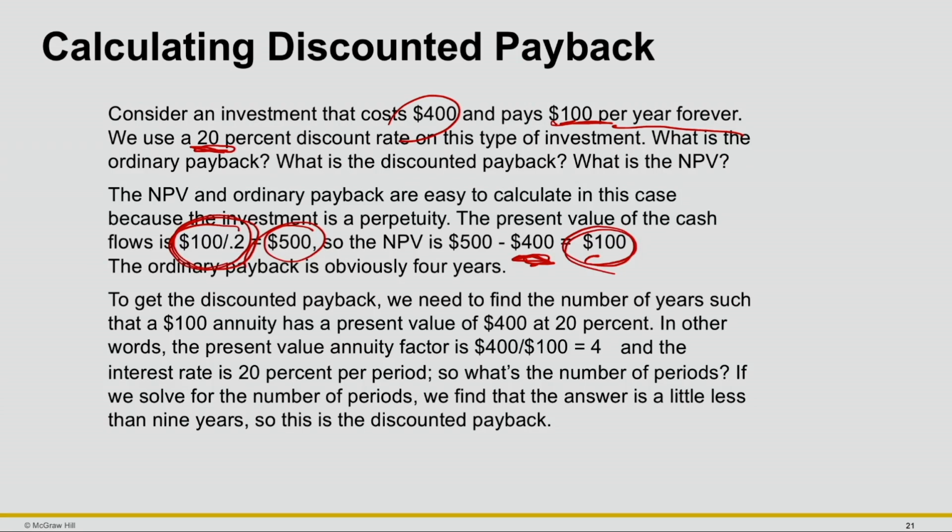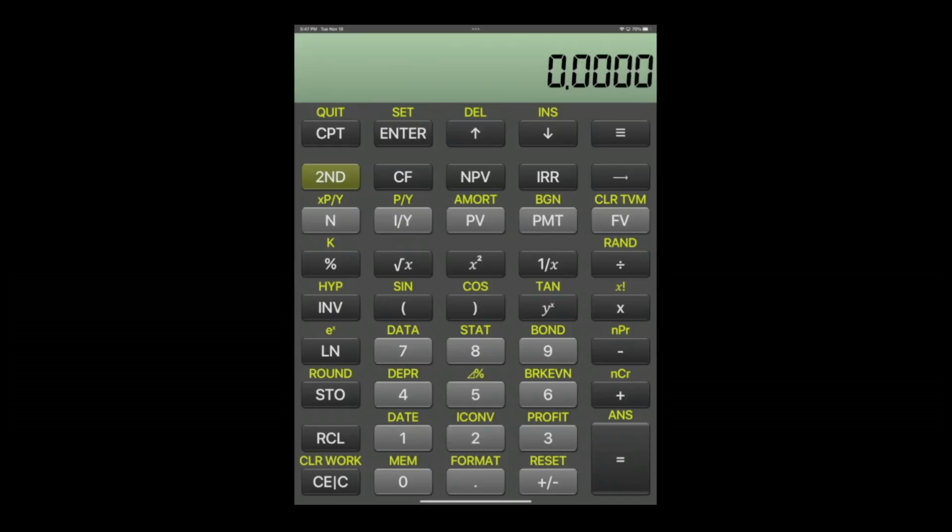Now, discounted payback, we still need to get the discounted value, but what we don't know is how many periods do we go out before we get basically $400 of discounted value, which would then be equal to the $400 cost of the project. So I think using the financial calculator is the quickest way to come up with the discounted payback. And here we're going to be solving for n. So we can put in our discount rate of 20% per year, we can put in our cost of $400 as a present value, and we can put in our payment of $100 every year.